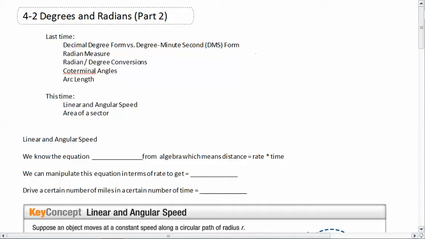This lesson is on degrees and radians. This is part 2, following up from part 1 of degrees and radians. Both of these are from 4-2 in your book. This lesson is specifically on linear and angular speed and the area of a sector.